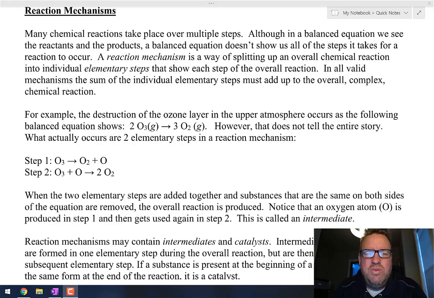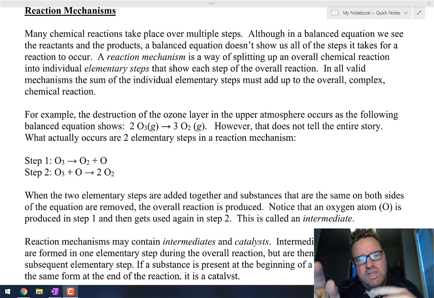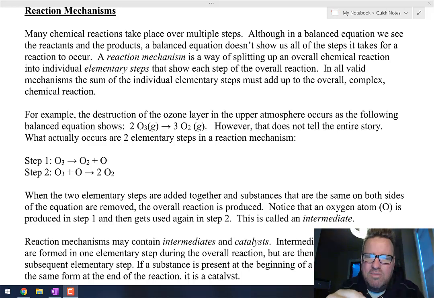Today's video deals with reaction mechanisms. Now think about a chemical equation. When we balance a chemical equation, we see the reactants and we see the products. But what we don't see is a lot of the stuff that happens in between.